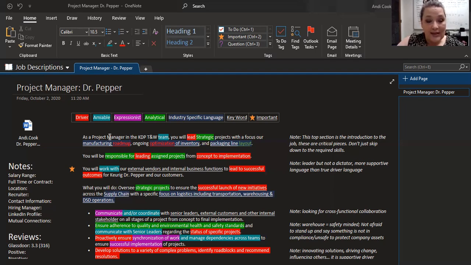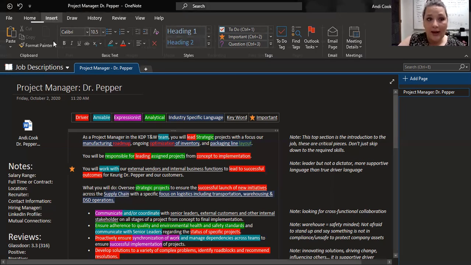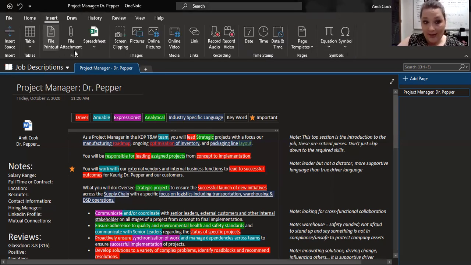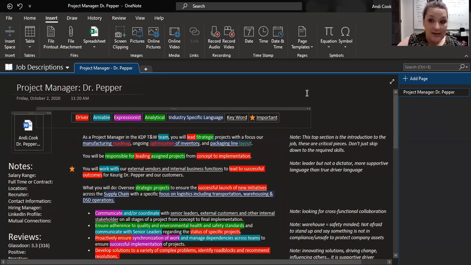A couple of things here. I would insert, just going to File, Insert, File Printout or File Attachment. I always attach the file that I used to apply for the position, right? So that way, if I came back to this later, let's say they asked me to interview, all of my information and notes would be right here inside of OneNote.